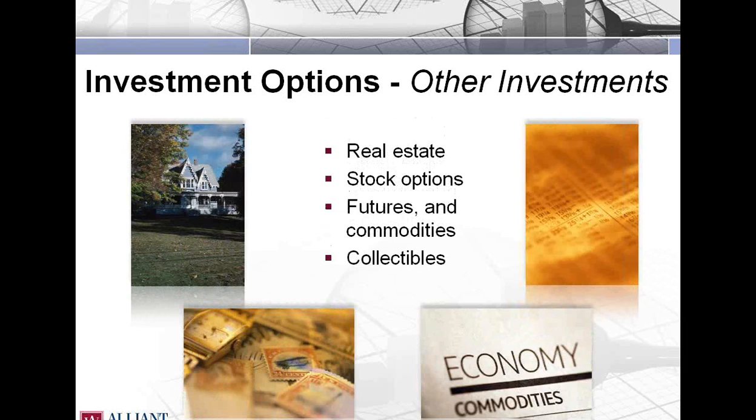Cash alternatives, bonds, and stock are three major investment categories, but there are many other options, including real estate, both commercial and residential, and real estate investment trusts, stock options, futures and commodities, which amount to speculating on the future value of something, like gold, sugar, wheat, and collectibles, such as antiques, fine art, or anything that may appreciate in value over the years. Because this is an investment basics discussion, we're not going to spend any time on these other investments.